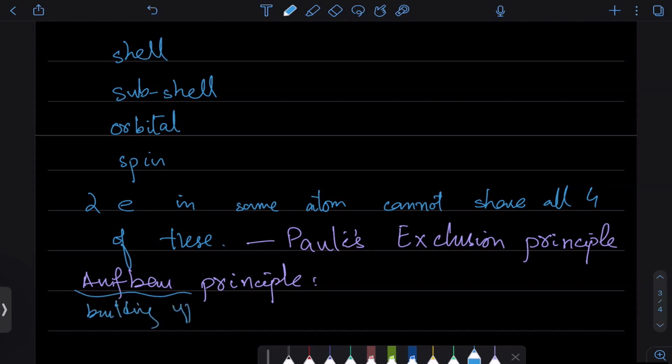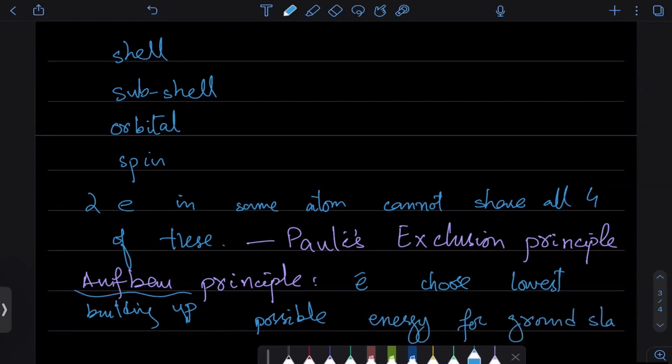In simple words, electrons choose the lowest possible energy for the ground state, which is basically how they will be without any external motivation, any extra energy that they have. That's the ground state.